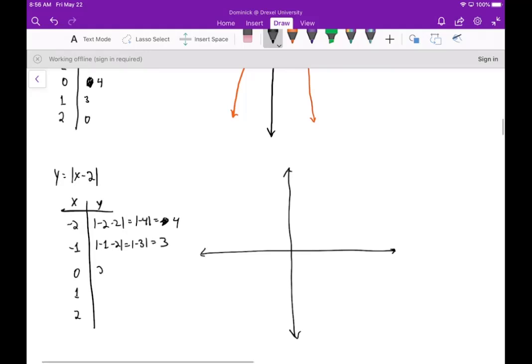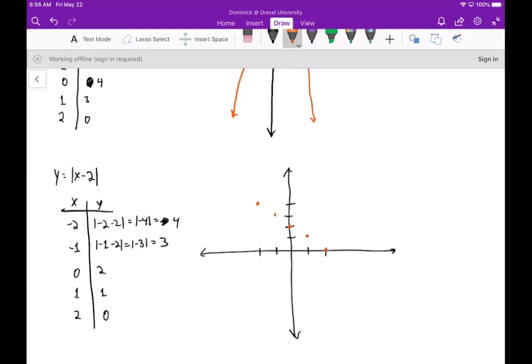And then you can show that when you plug in 0, you get 2. When you plug in 1, you get 1. When you plug in 2, you get 0. Okay, now if you plot these points, here's what we're going to get. So we have (-2, 4), (-1, 3), (0, 2), (1, 1), and (2, 0).